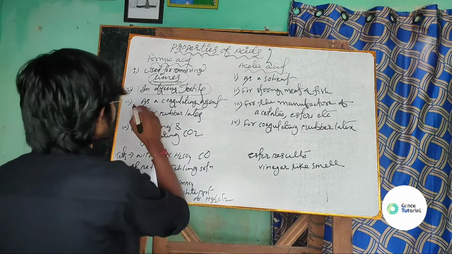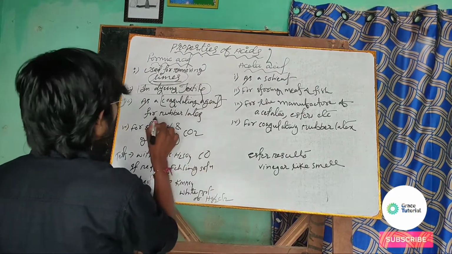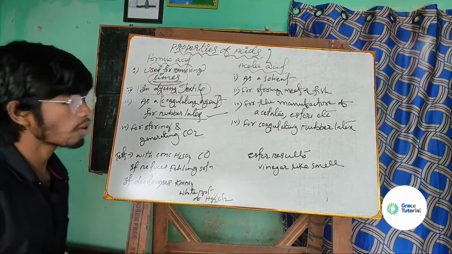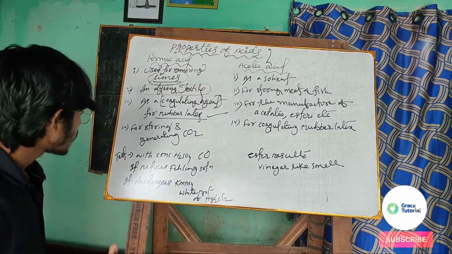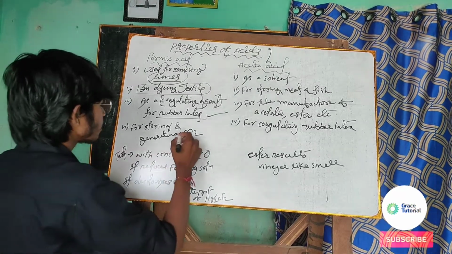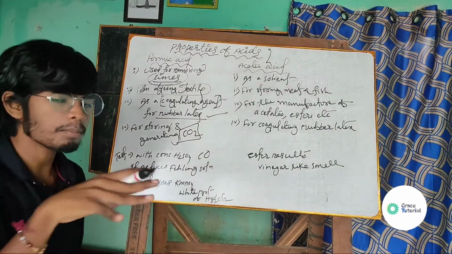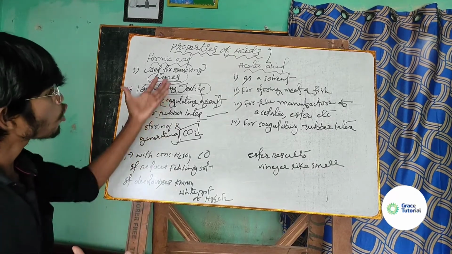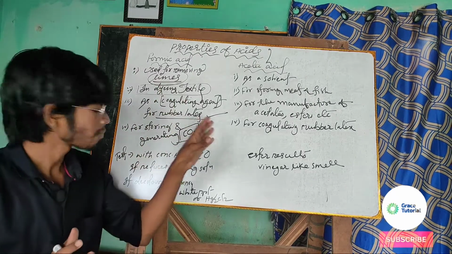Formic acid is also used as a coagulating agent for rubber latex. This is also a use that you need to remember. For rubber latex, it is used as a coagulating agent. And for storing and generating carbon dioxide gas, formic acid also plays a very important and significant role. I hope you take a screenshot of the uses of formic acid as well as acetic acid.